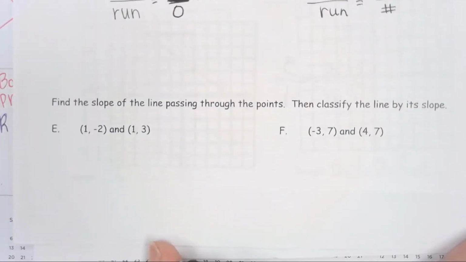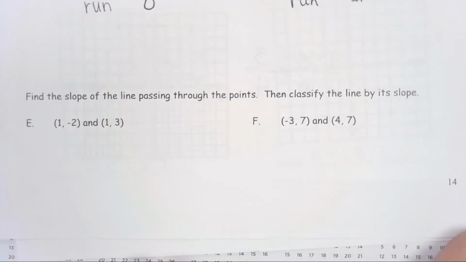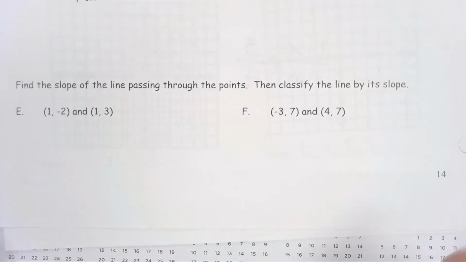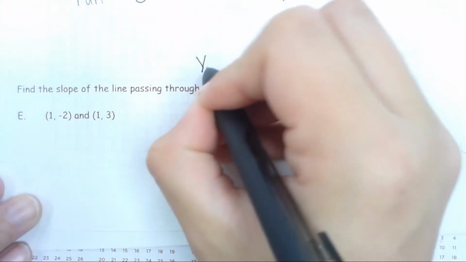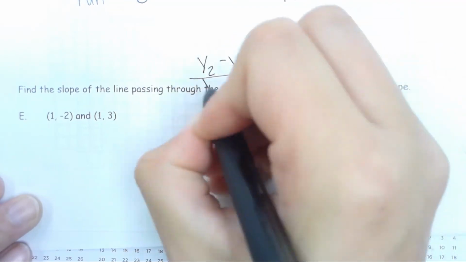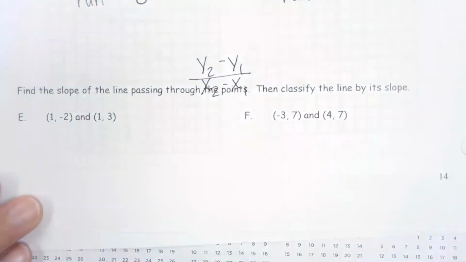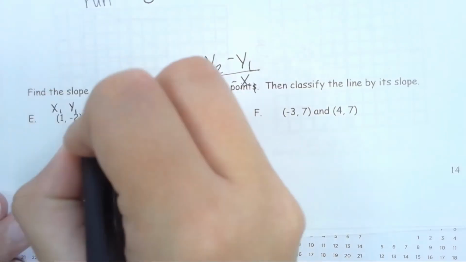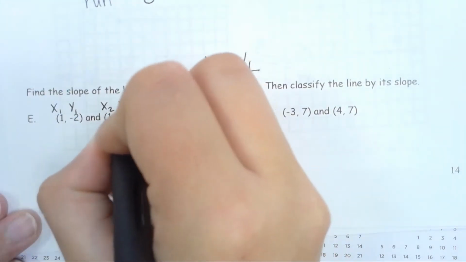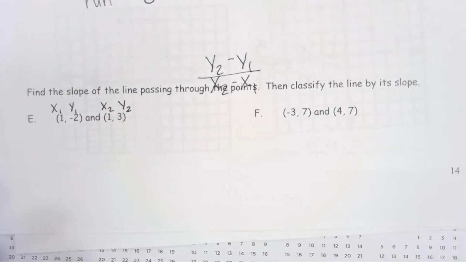Okay? So same thing that we did up above, find the slope of the line passing through the points and then classify the line by its slope. So again, we're going to take our y2 minus y1 over our x2 minus x1. And you can go ahead and label your numbers if you don't feel comfortable with what number is what. And then just start plugging it into the calculator.